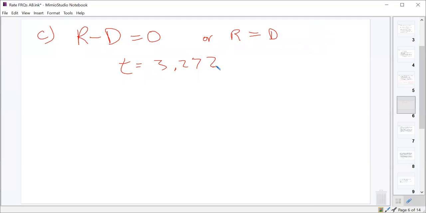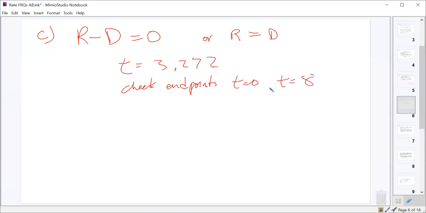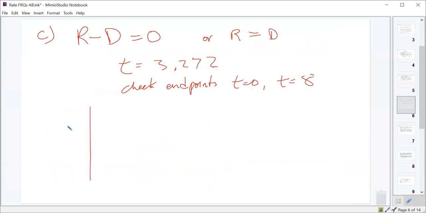And then you also need to check the endpoint. So we're also going to check t equals 0 and t equals 8. We'll now use that amount of water function that we wrote in part B, or you'll write it if you didn't write it for part B, and just plug in 0, which gives you 30. You plug in 8, which gives you some value, and you'll plug in the critical value that you got. And just make a little chart.